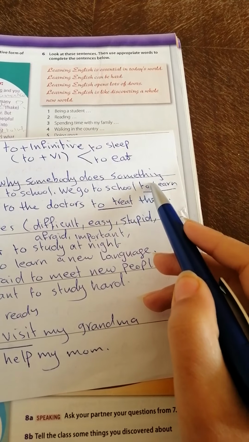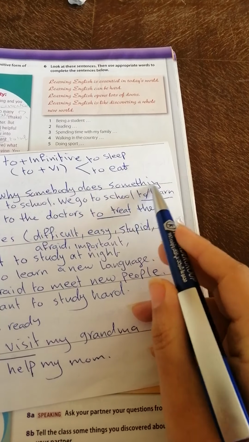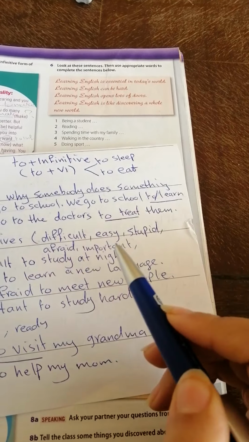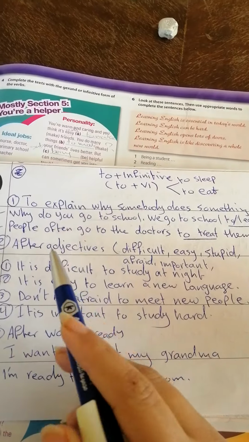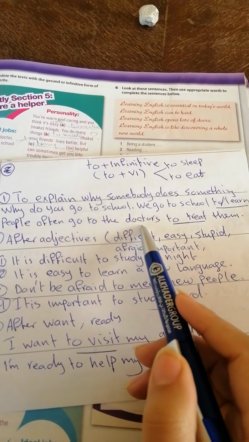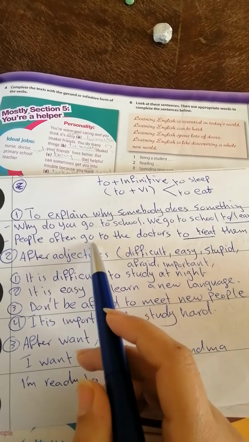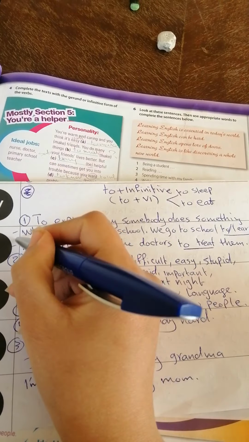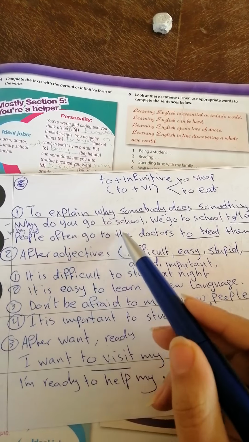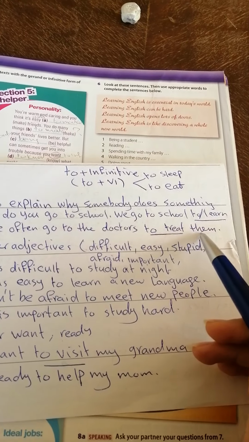Okay, as you can see here, we have to, and after it we should have infinitive, to learn. Look at the second sentence. People often go to the doctors to treat them. You can ask this question: why do people go to the doctors? Why do people go to the doctors? To treat them.